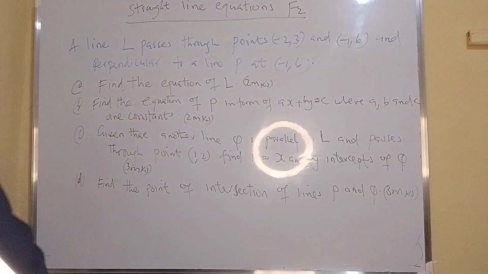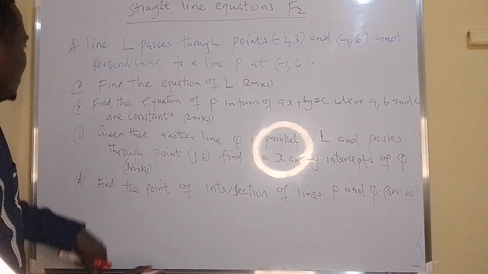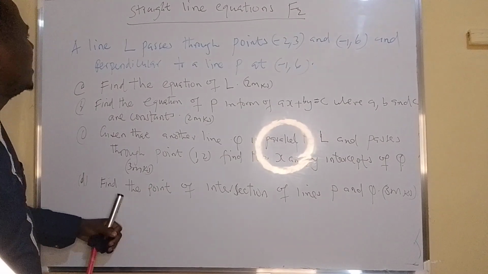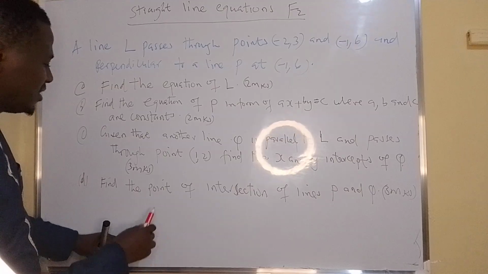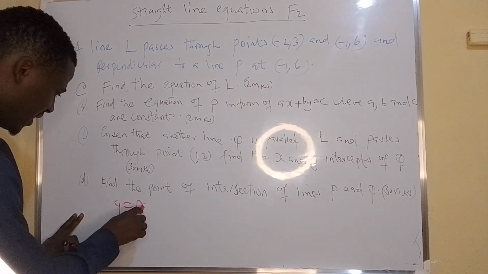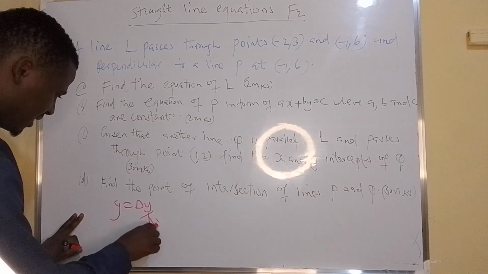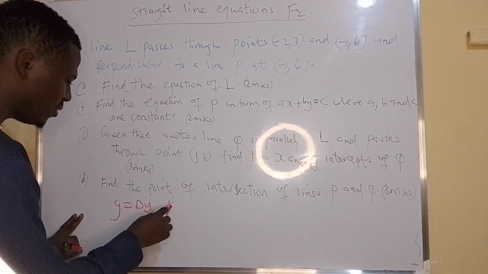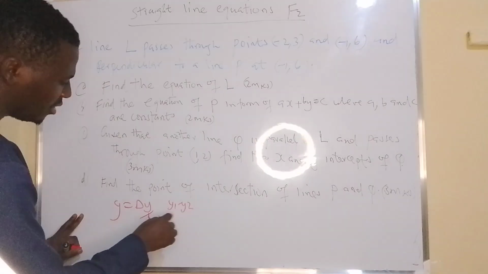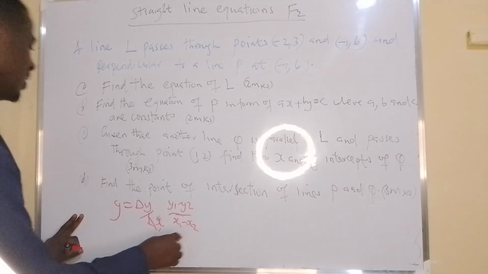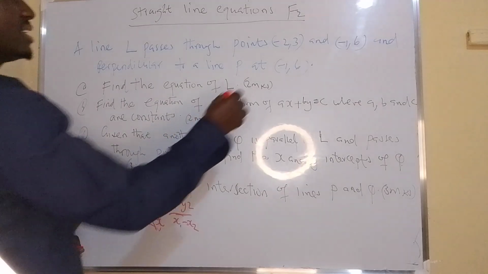Let's start from question number 1. Question A. Find the equation of the line. The equation of the line is given by the gradient. The gradient of a line is given by change in y over change in x. That is, remember, y1 minus y2 over x1 minus x2. You have x1, y1, x2, y2.